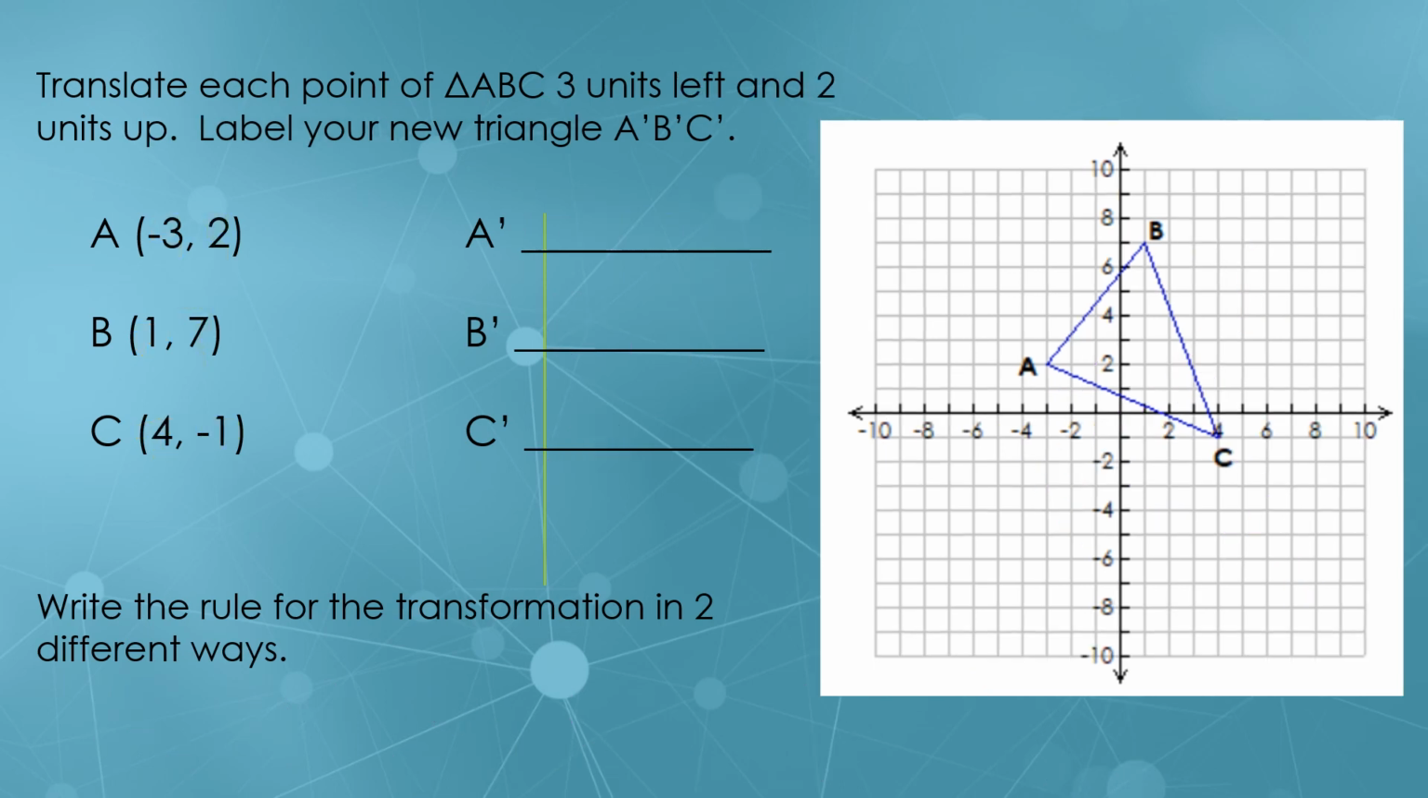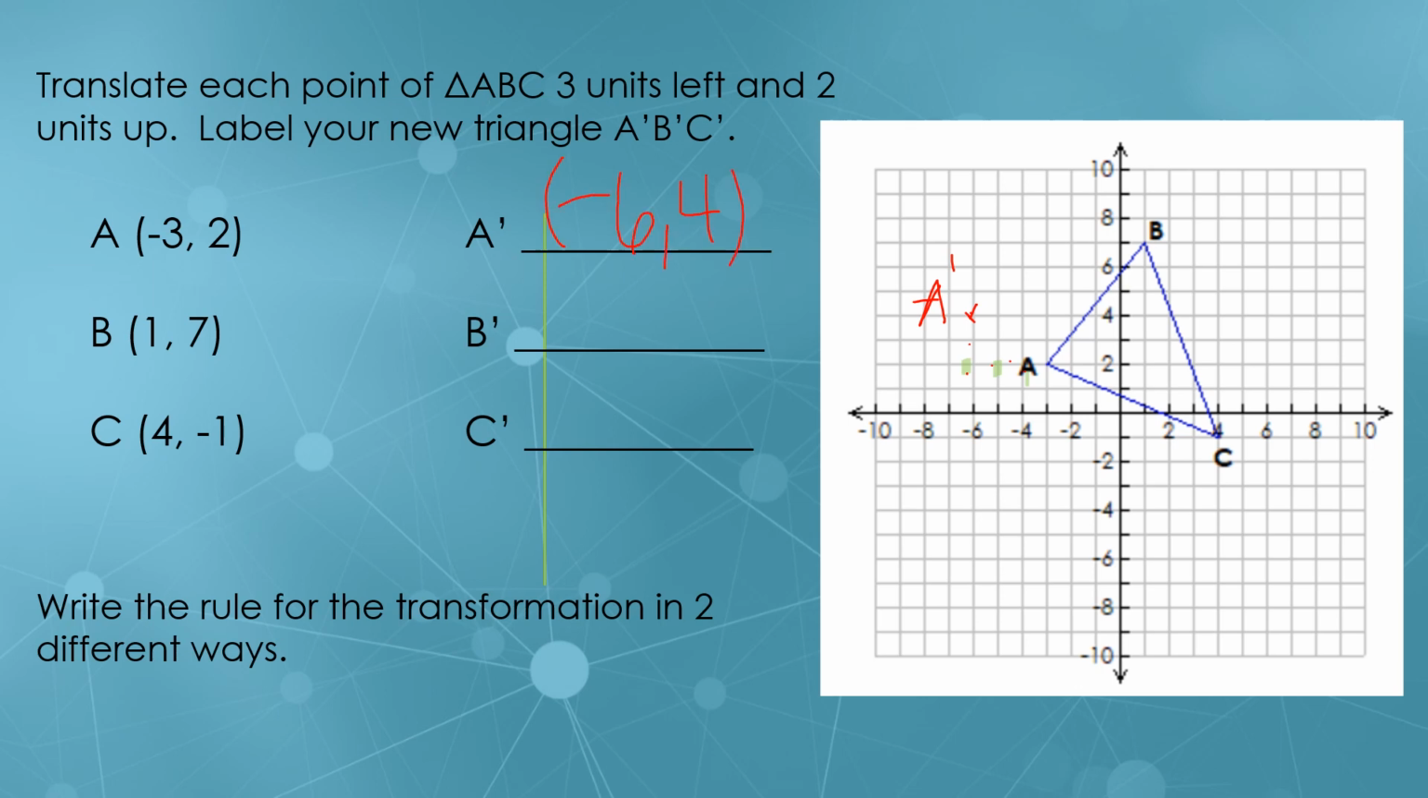Let's try another one of these. This time we are going to count 3 left and 2 up. So start at A, count 3 left and 2 up. Let's try to get it correct here. 1, 2, 3, 1, 2. So right here, it's A prime. That's at -6, 4.